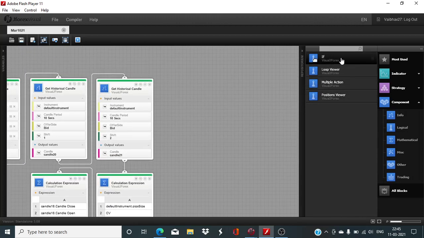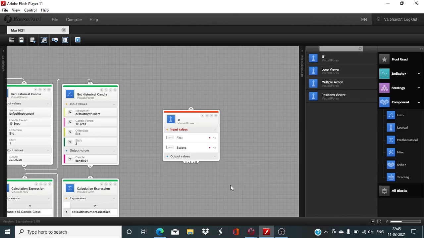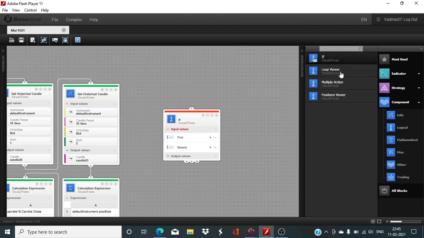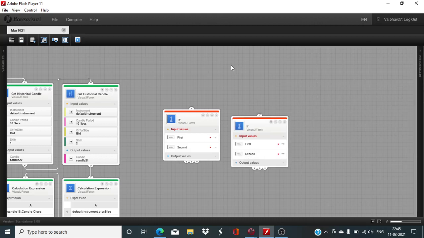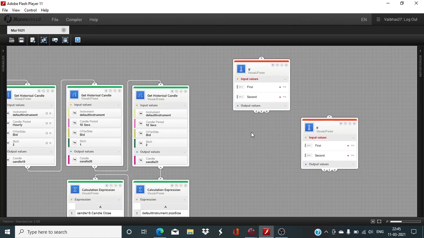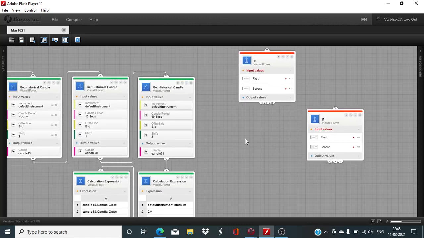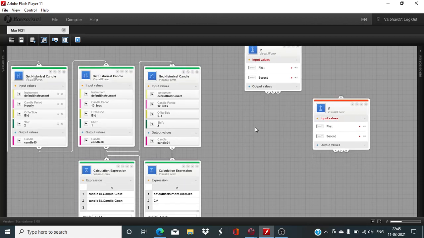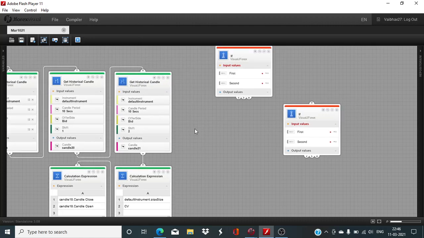Now two more if blocks are needed to compare the closing values for candle 20 and candle 21 with the closing value for candle 18, and here we need the price to be on the rise, and that means the last 10-second candle should close higher compared to the candle 18, that is hourly candle's closing value, and just prior to that the candle 21 should have closed below the candle 18's candle close. So that will be the point where the execution will happen.